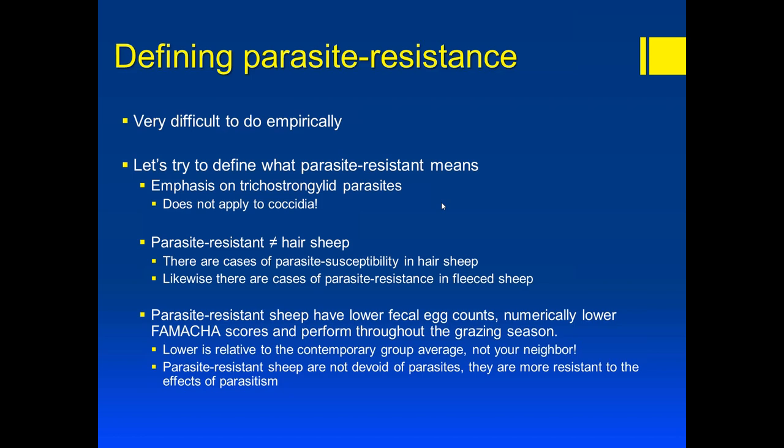Second, I think that we have to be careful with the notion that parasite resistance equals hair sheep. I think that there are some examples of hair sheep that are not parasite resistant due to their heritage, and in particular, I mean the Dorper breed. I think the Dorper breed is a really great breed of sheep. They've offered a lot of flexibility in terms of some grazing management and some change in terms of the style of sheep that are used in grass-based production systems.